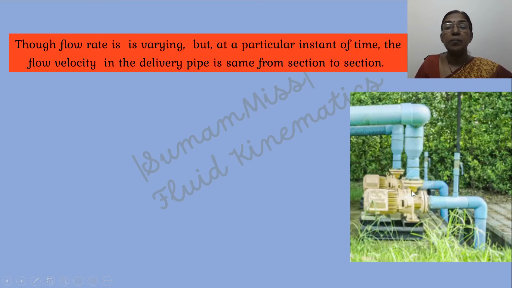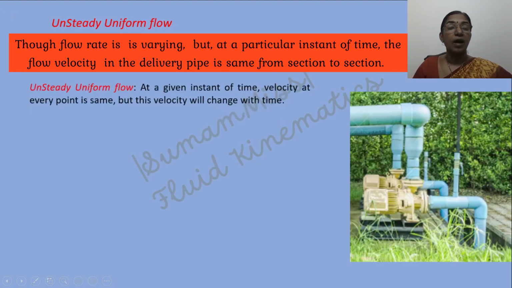So if you are considering a particular instant of time, and you are measuring the velocity at various sections, because this pipe is horizontal and the cross-sectional area is same, you can see that the velocity is not varying from section to section, but it changes when the time progresses. So at a particular instant of time, the flow characteristics are constant from one section to another section. So this is an example of unsteady uniform flow. In unsteady uniform flow, flow characteristics are constant with respect to space, but change with time.